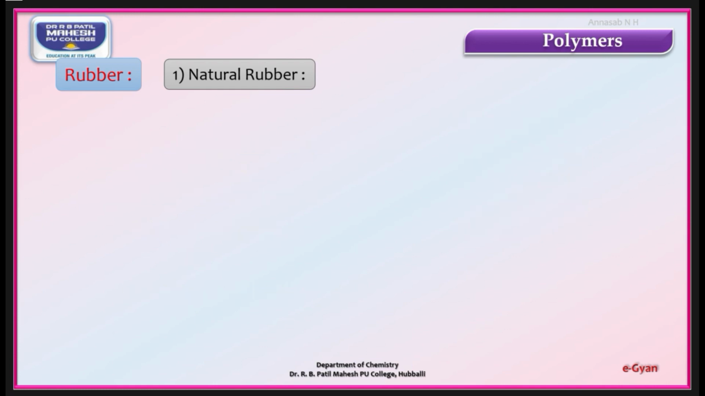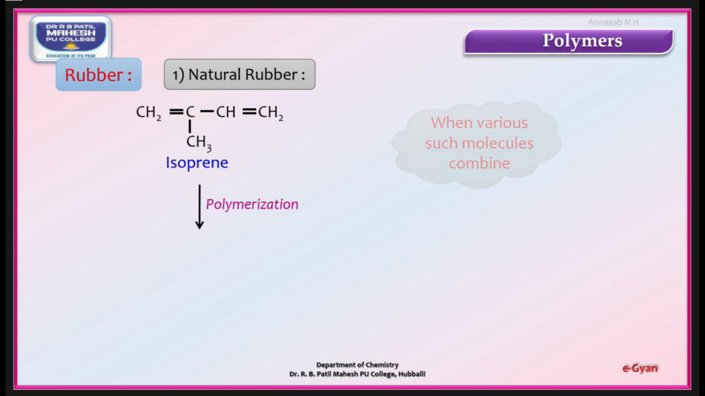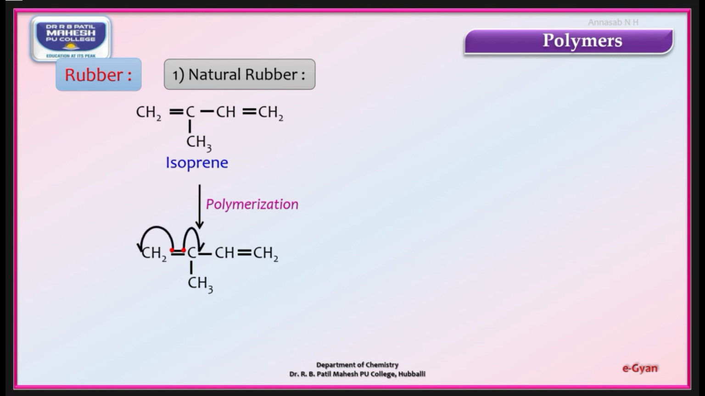Moving to the next part, isoprene structure, formula CH2=C(CH3)-CH=CH2, 2-methyl-1,3-butadiene, which undergoes a combination of a number of molecules, that is n number of molecules, and the process is known as polymerization. So here a free radical mechanism is going to take place, and it comes under addition polymerization. So no byproduct is formed during the formation of the polymeric structure.